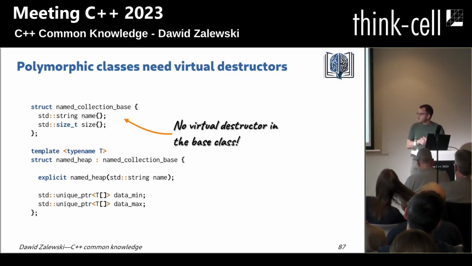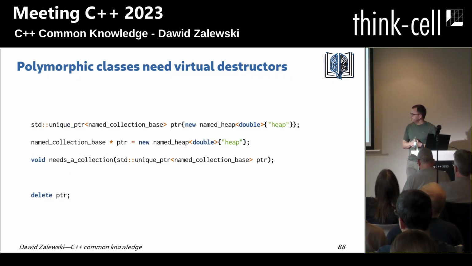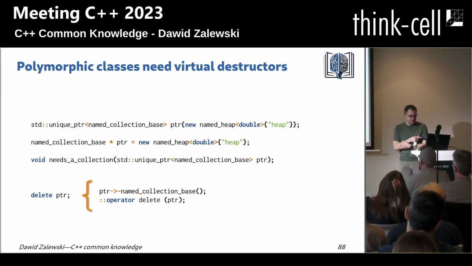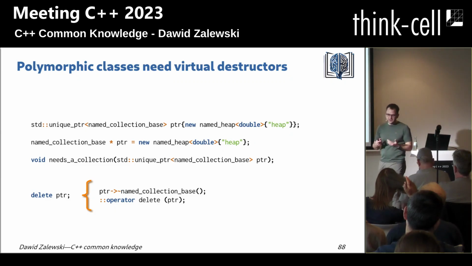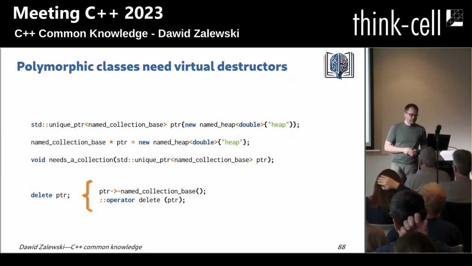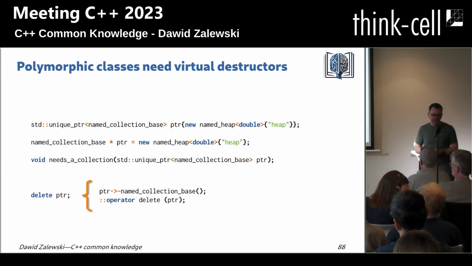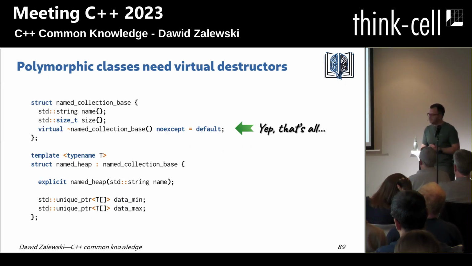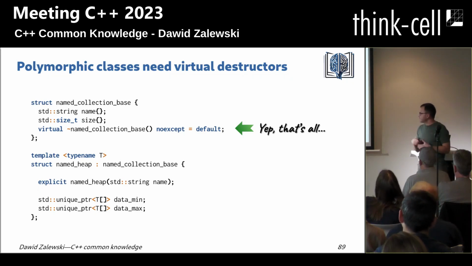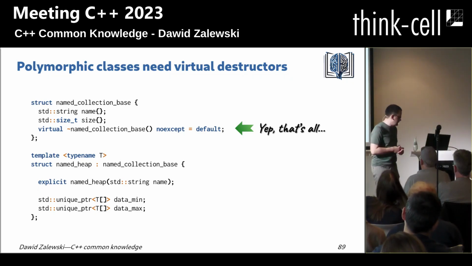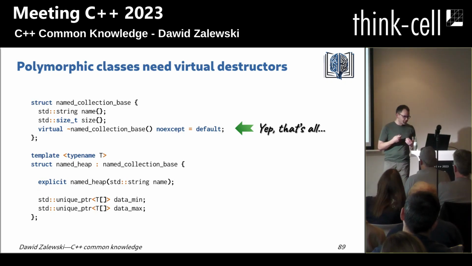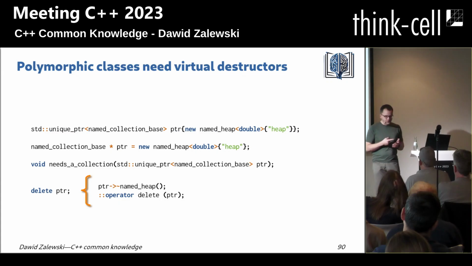So what truly happens, because we don't have a virtual destructor defined here, is that when the delete ptr is called, the destructor of the named collection base is invoked and not of the named heap. This is not what we want, right? Because it means that we are totally leaking memory. Shouldn't happen. Is there a fix? Of course there is a fix, and it's a very easy fix. Just put the virtual destructor there, default it, and you're done. It becomes a class that can be used polymorphically, and whatever we do with it now, it's going to work as it should.